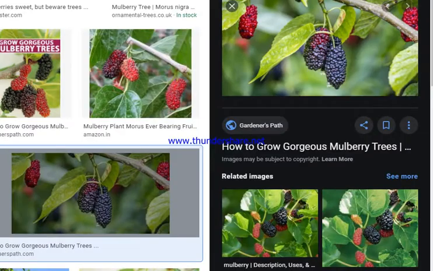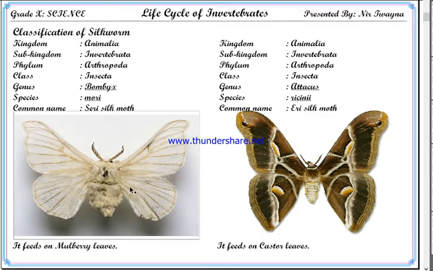In Kathmandu, I haven't seen these plants around. Anyway, this is the Seri silkworm which feeds on mulberry leaves, and this is the Eri silkworm which feeds on castor leaves. Once again, remember this: in their adult stage they do not feed. They feed only in the larva stage, when they are in the caterpillar phase. Only at that time they feed.